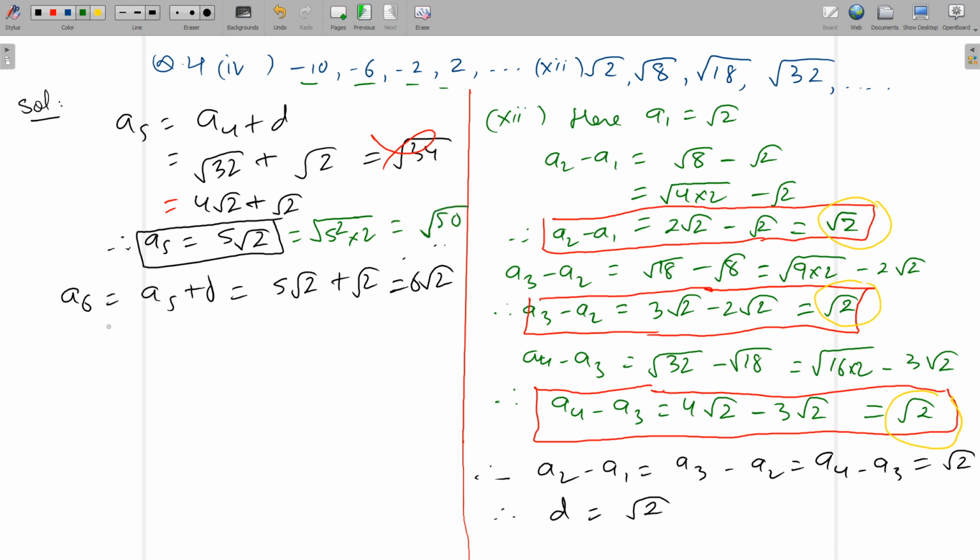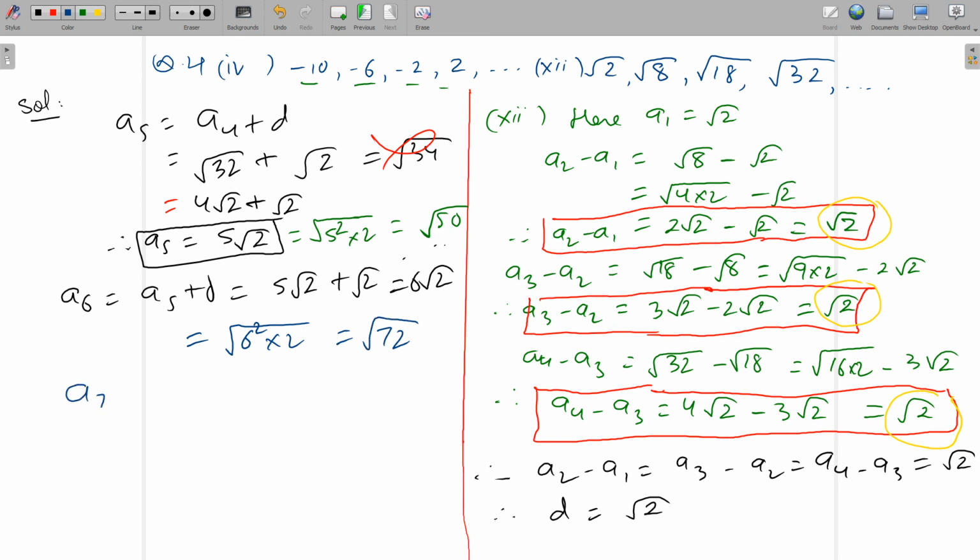Similarly, the sixth term we can write in the same manner, 6 square into 2. So 6 square is 36, 36 into 2, so that is root 72. Even if you write this as 6 root 2, it is not wrong.